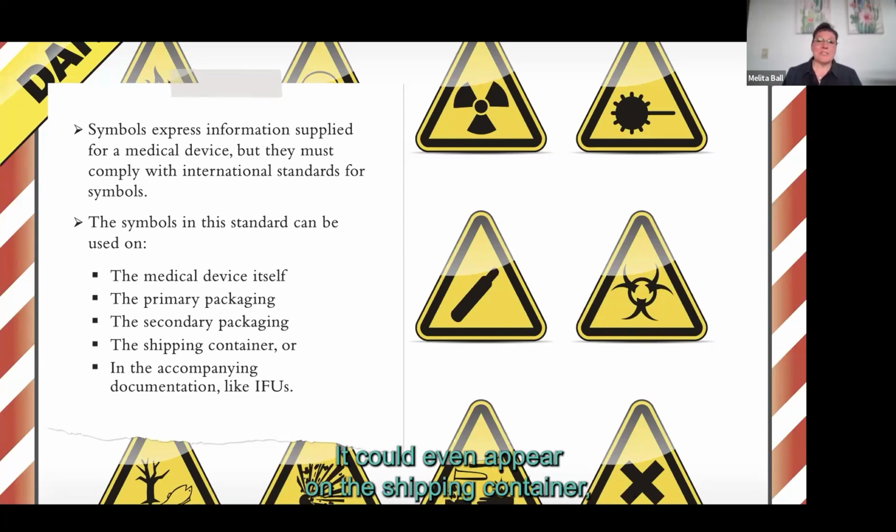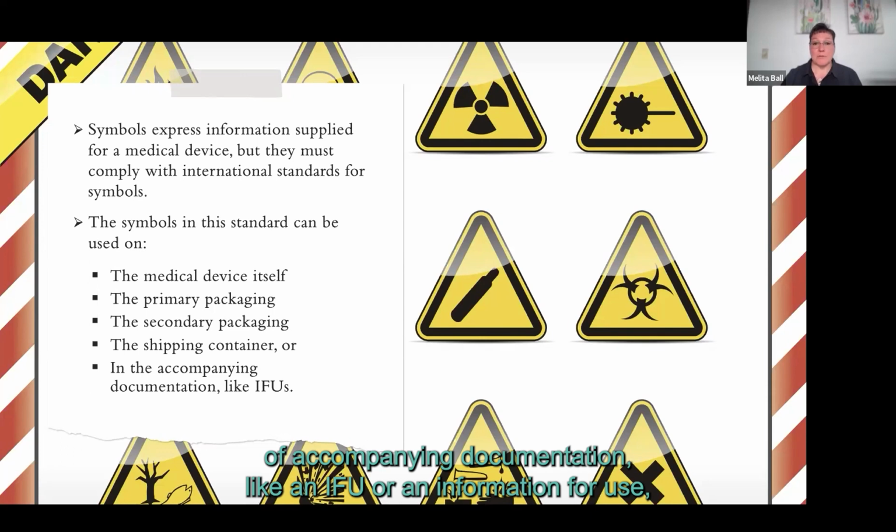It could even appear on the shipping container, especially if there's temperature controls and things like that. A lot of times they have to be put on the outside of the shipping container to make sure that they're maintained. And then they could also be in any kind of accompanying documentation like an IFU, or information for use, or a manual for some devices. Any of that, these symbols can be placed in. So there's really no limit to where you can put them.